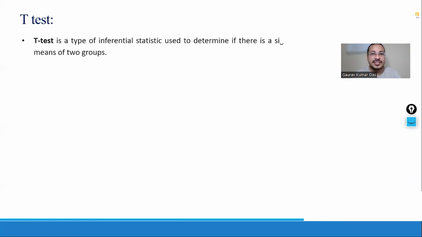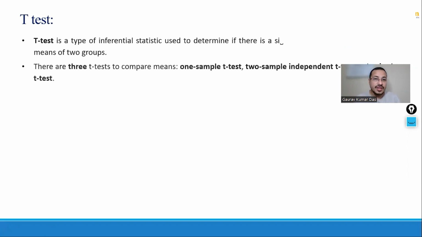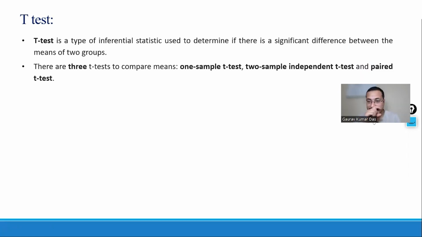A t-test is a type of inferential statistic used to determine if there is a significant difference between the means of two groups. So basically, a t-test can be used to compare means between two samples or two groups, right? There are three kinds of such t-tests available. One is called the one sample t-test. If you are dealing with one sample, it's called a one sample t-test. If you are dealing with two samples, we call it a two sample t-test.